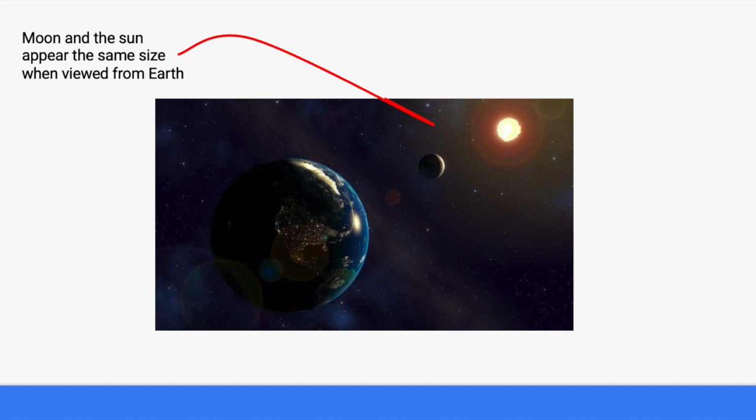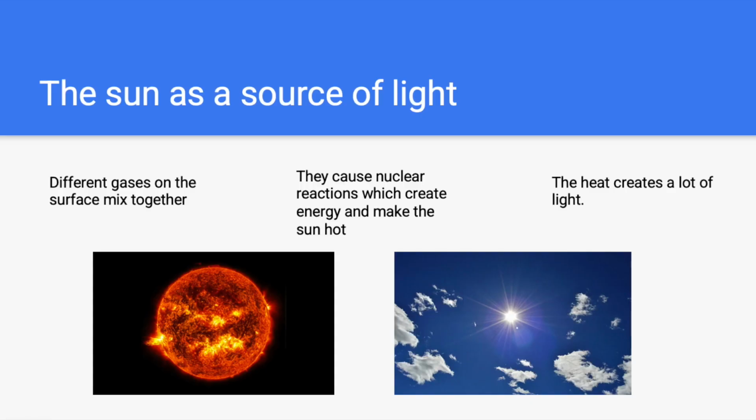Although the Moon is far smaller than the Sun, when we view it from Earth they appear to be about the same size in the sky, because the Moon is much closer to the Earth than the Sun is. The Sun is the biggest, brightest and hottest source of light available to us on Earth.